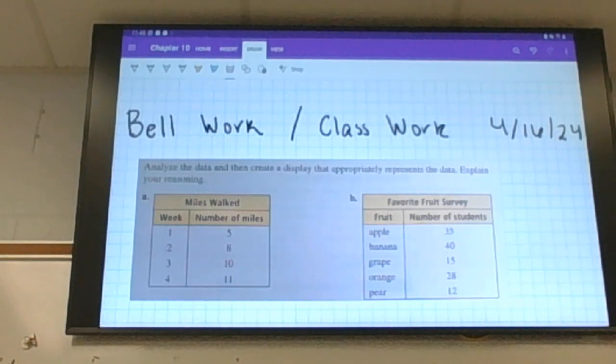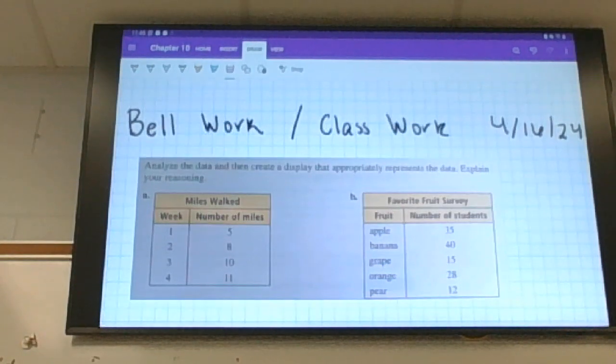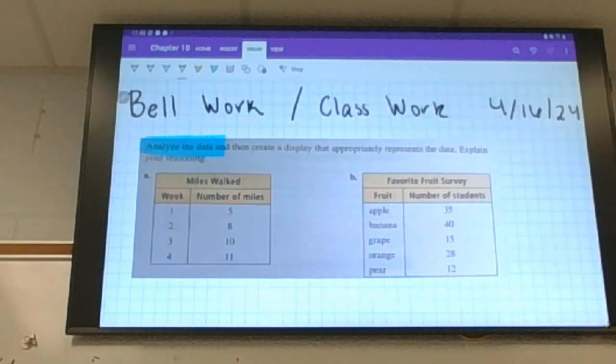Alright, so anyway, when it says analyze the data, that means name it, which is something you did in 1 through 6 yesterday. So this miles walked is tracking two things. It's tracking time and it's tracking distance. So for that reason, I would call this bivariate because it's two things, time and distance.